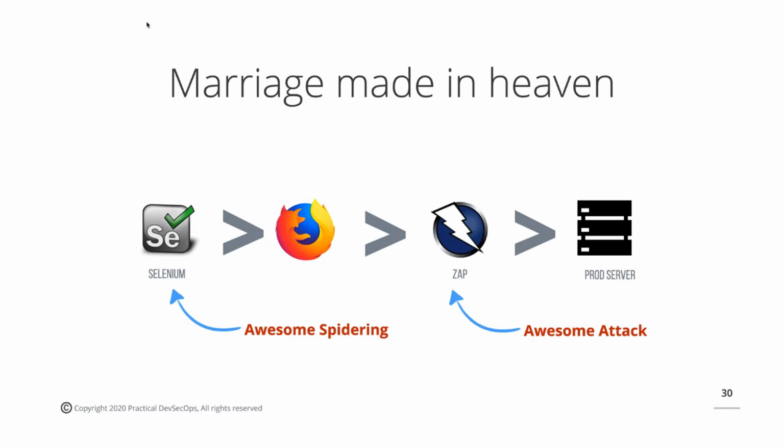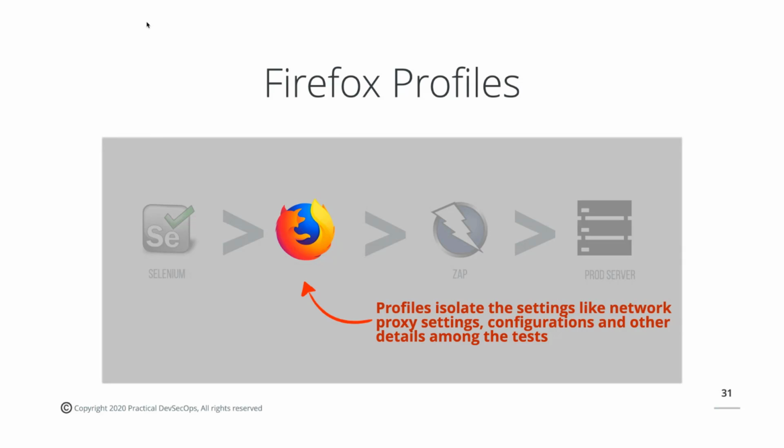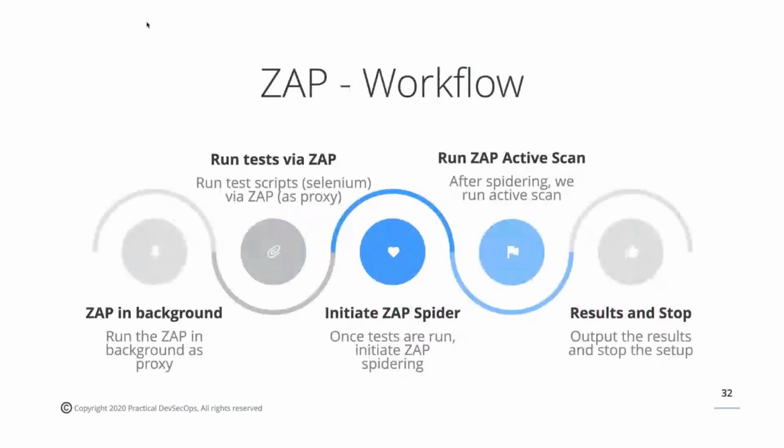And then ZAP has awesome attack capabilities. So we will be using these things. We will be using the best of the spidering and the best of attack to make our job easy. Okay. And a tip here is that you should be creating a profile, which is like a new instance. Think of it like a new instance of Firefox while doing this, so that you can keep track of your network proxy settings, configurations, and other details there.